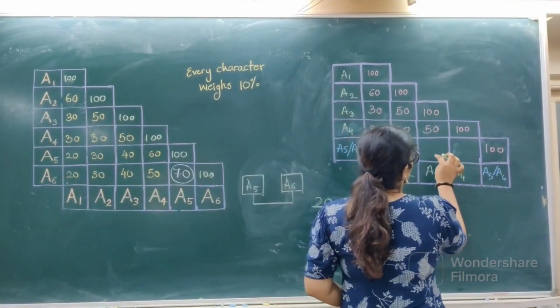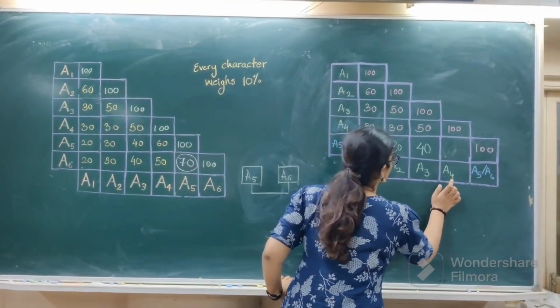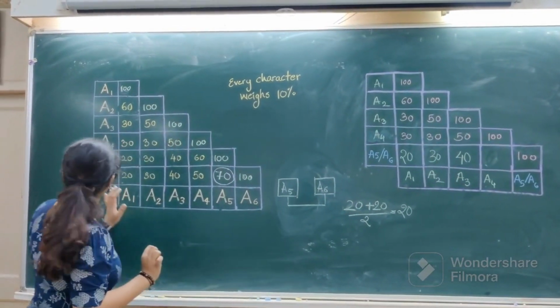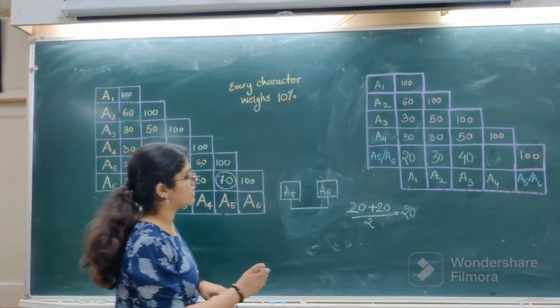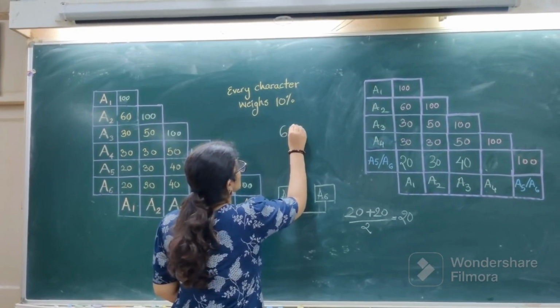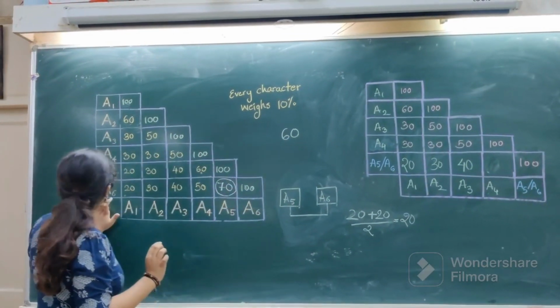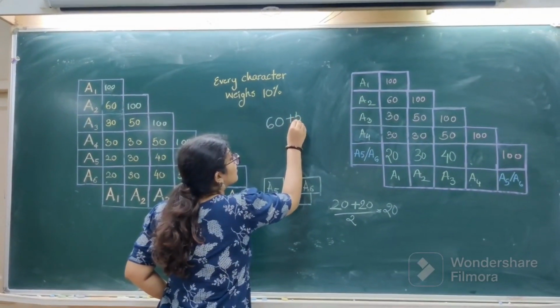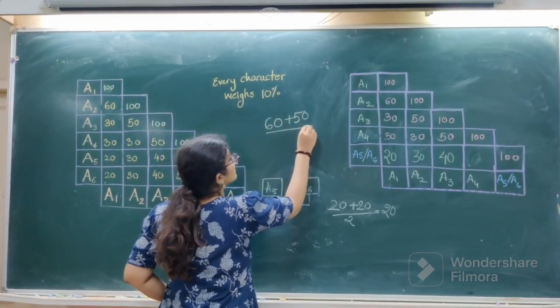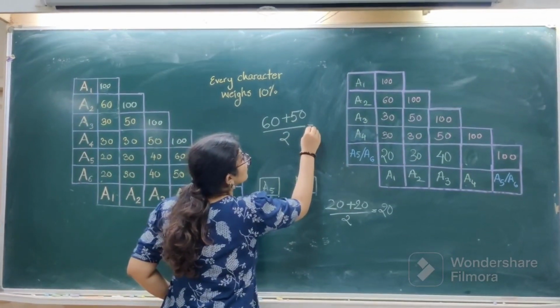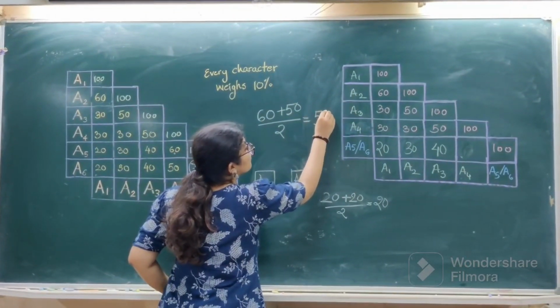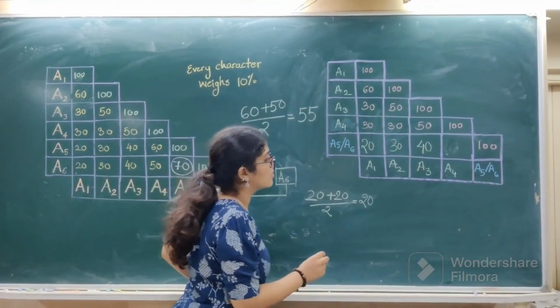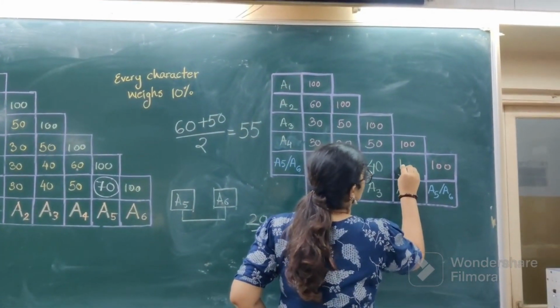For A3, it is, and for A4, the A5 is 60, and for A6, it is 50. By finding out its average, it's 55% similar to A5 and A6.